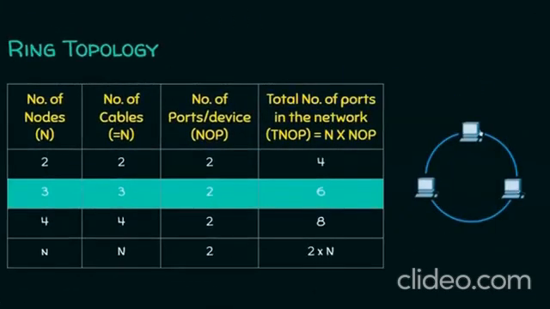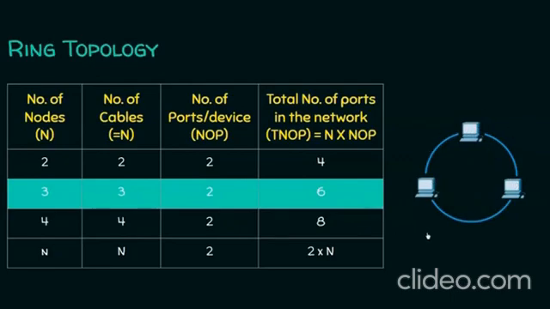Now this is an example scenario that involves 3 nodes. If 3 nodes are involved, then obviously 3 cables are required. That is what I have mentioned here. 3 nodes, it needs 3 cables. And each node must have 2 ports. Number of ports per device is equal to 2. And therefore, 2 into 3, 3 nodes, 2 into 3 is equal to 6. A total of 6 ports are there in the network.